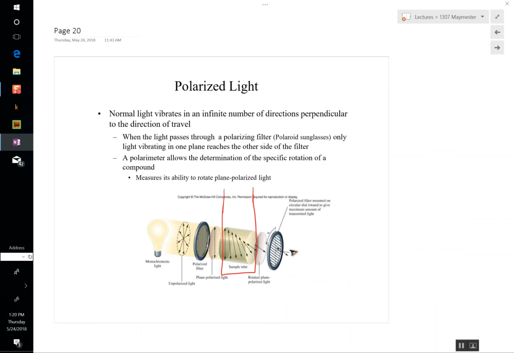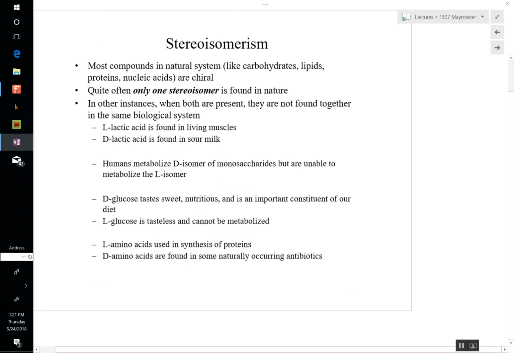If you extracted the glucose from the leaves out there, you'd find it's all D-glucose. That's the only property in the laboratory that I know of where you could distinguish D from L. But your body will only metabolize D, and that goes for all the saccharides. The body is using D. So they're saying, and that's interesting, that L-lactic acid is found in living muscles.